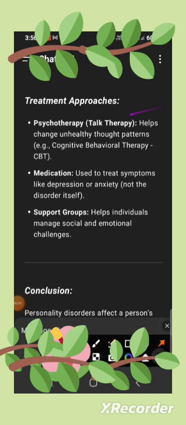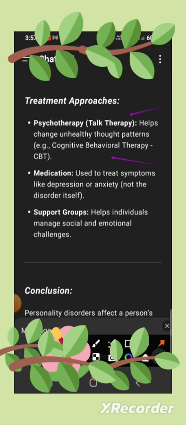Treatment approaches. Personality disorders are challenging to treat because patterns of behavior are deeply ingrained. However, treatment can help individuals manage symptoms and improve their quality of life. Psychotherapy, talk therapy, cognitive behavioral therapy (CBT) helps change negative thought patterns and behaviors. Dialectical behavioral therapy (DBT) is specifically used for borderline personality disorder to help manage emotions and relationships.